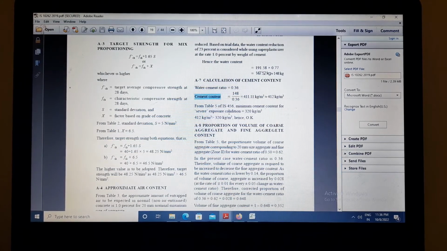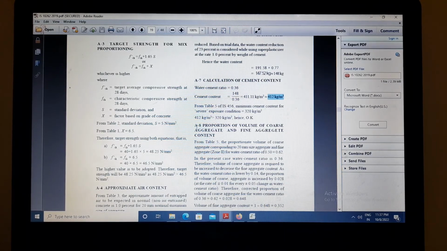And from table 5 of IS, minimum cement content for severe condition, which I have seen earlier, is 320, and our adopted cement content is 412, which is satisfying the requirement, hence it is okay. I think everyone has understood about deciding the target mean strength, deciding the water cement ratio and water reduction based on the admixture you are using, and the water requirements based on the slump requirement, and finalizing the cement content and cross checking with table 5 of IS 456 and table 3 of IS 456.